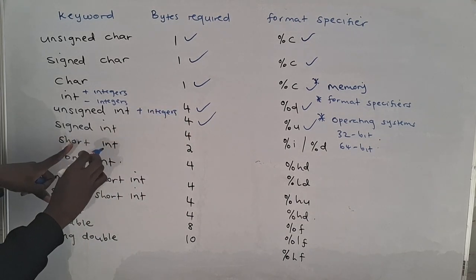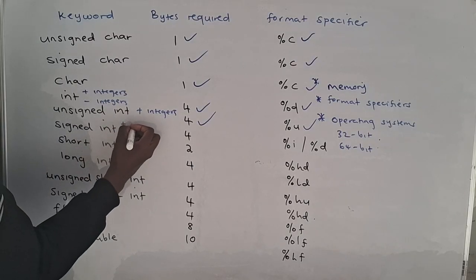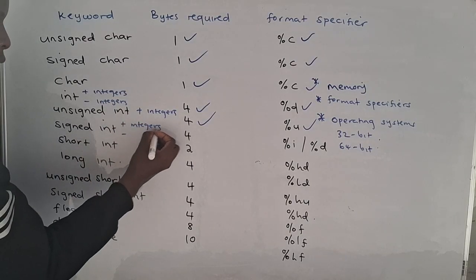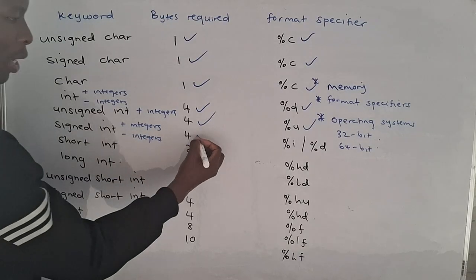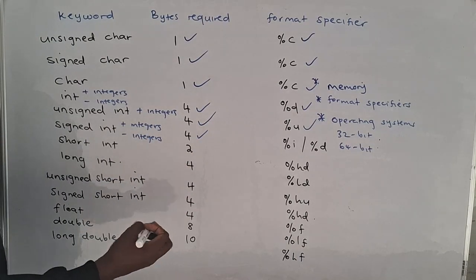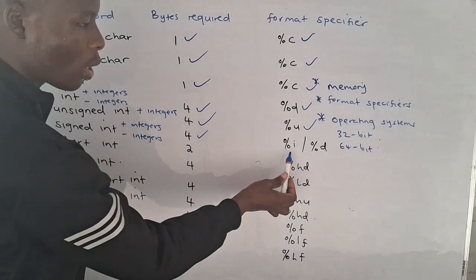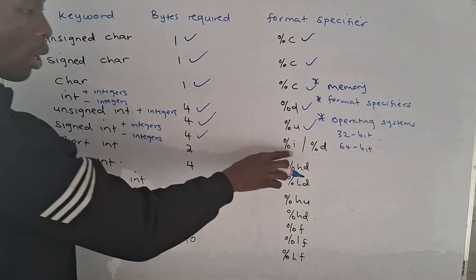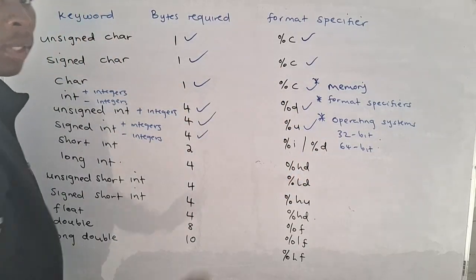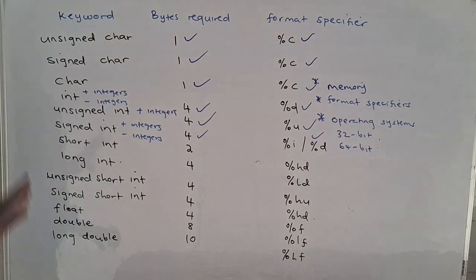What about a signed integer? A signed integer again will take positive and negative integers. What is the size? It will take 4 bytes. If you want to print a signed integer, you use this format specifier or this one: you use %i or you use %d. One of these two is correct. You write one in the exam.